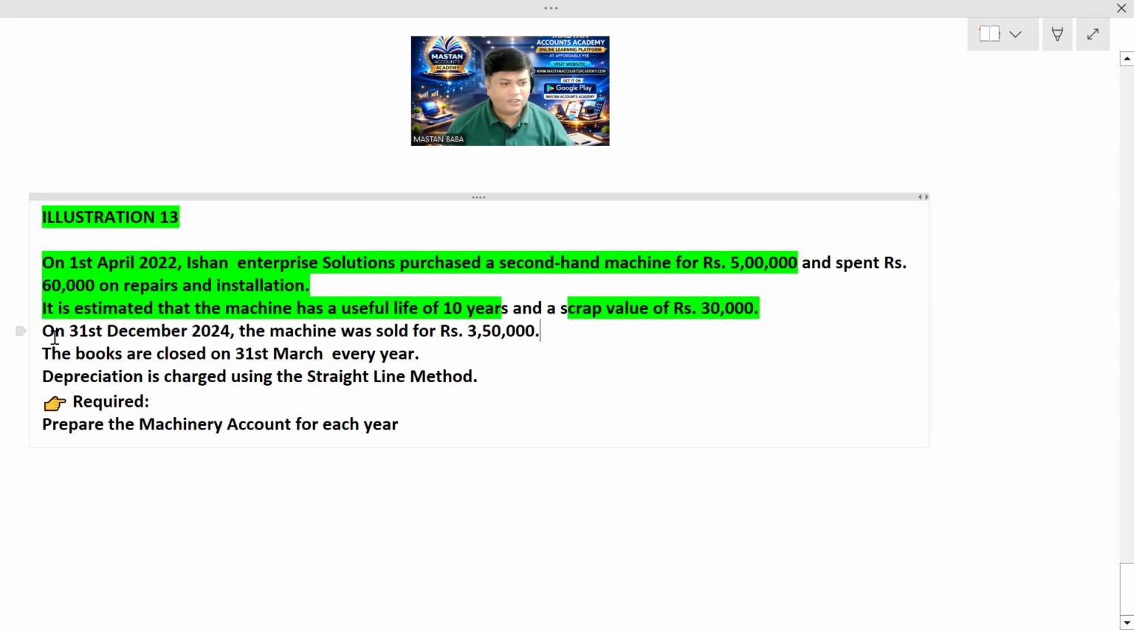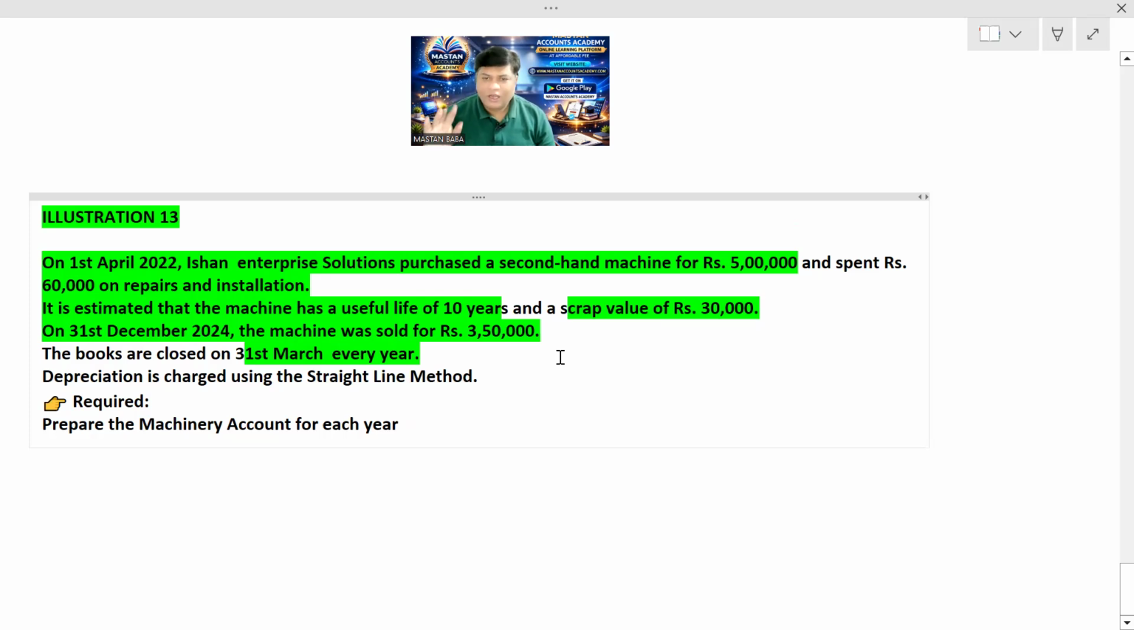On 31st December 2024, the machine was sold for 3,50,000 and the books are closed on 31st March every year. So what you can say, they are following which year? Financial year. Depreciation is charged using the straight line method, prepare machinery account. So key points, 5 lakhs is the value of the asset, 60,000 for repairs, and the life is 10 years, scrap value is 30,000, and after using up to 31st December 2024, the machine was sold for how much? 3,50,000.